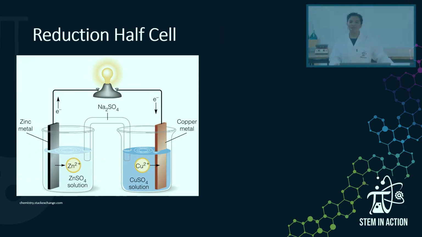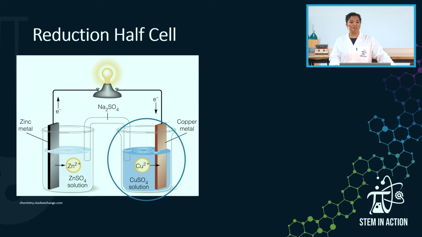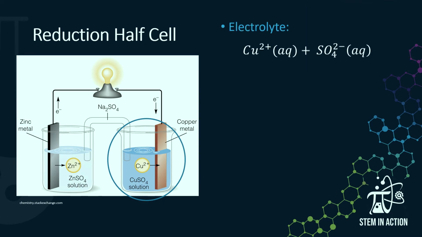Okay? So now let's have a look at the reduction half cell. There it is over there. In this beaker, we have an electrolyte. In this case, it's copper sulfate. So copper sulfate in solution dissociates or ionizes into copper 2 plus ions, and that actually gives the solution its blue color. It's a beautiful blue color, as well as sulfate 2 negative ions.